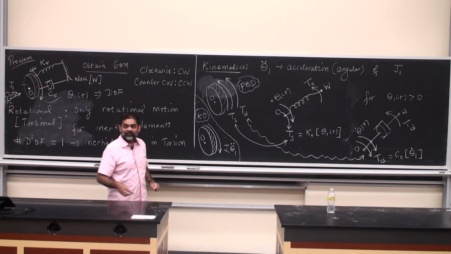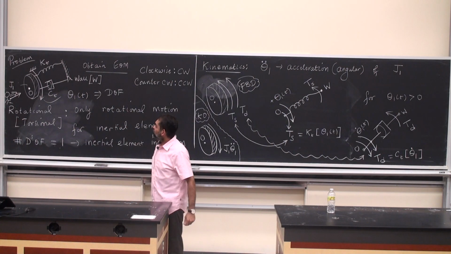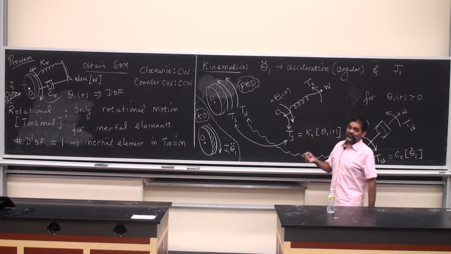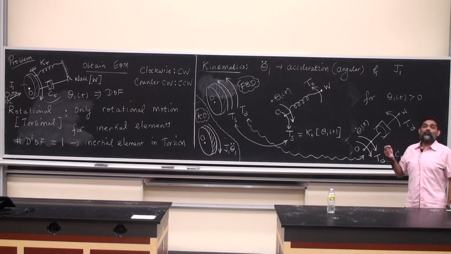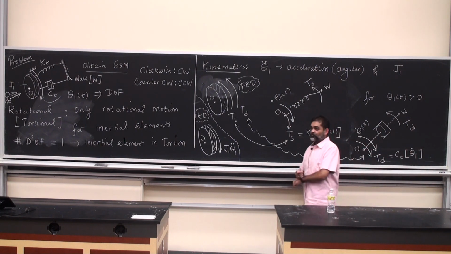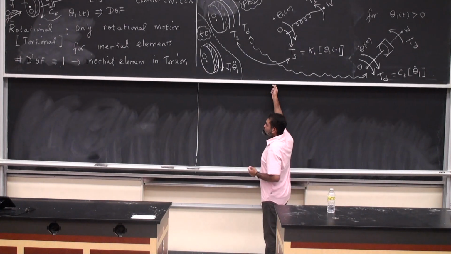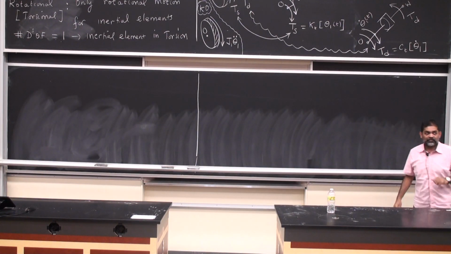Yes, question. So, right here, what is J1 representing again? J1 is the mass moment of inertia, as we said in the last class. It's the mass moment of inertia about the center of mass of the disk. Alright, I'm going to move on. We'll answer more questions later.